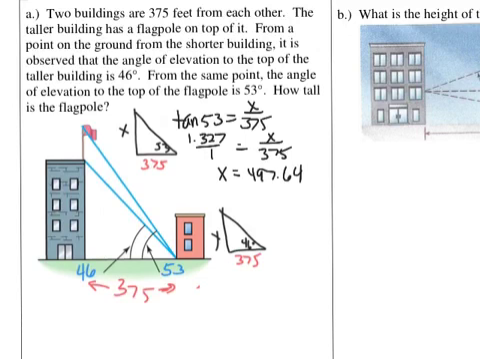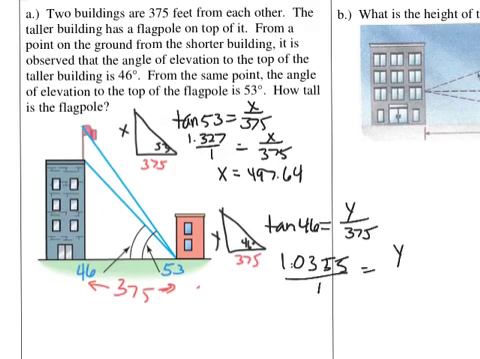Okay, now we do the same thing for the top of the building. Now we have the tangent of 46 degrees is equal to Y over 375. So the tangent of 46 degrees is 1.0355 over 1, which is equal to Y over 375. You cross multiply, and your Y value ends up being 388.32.